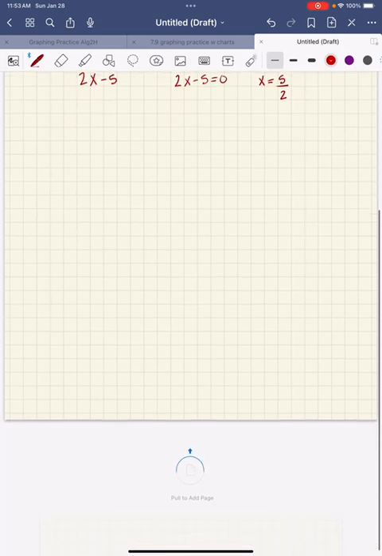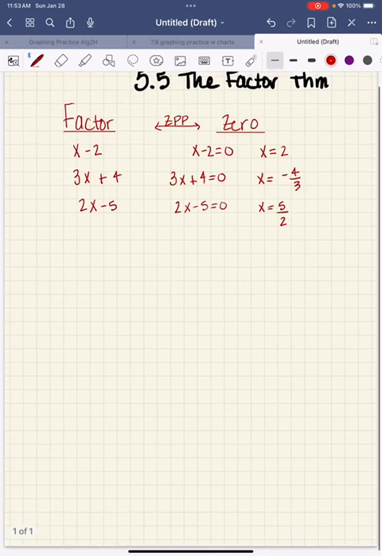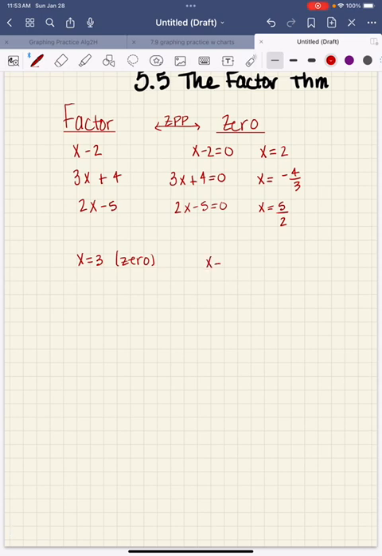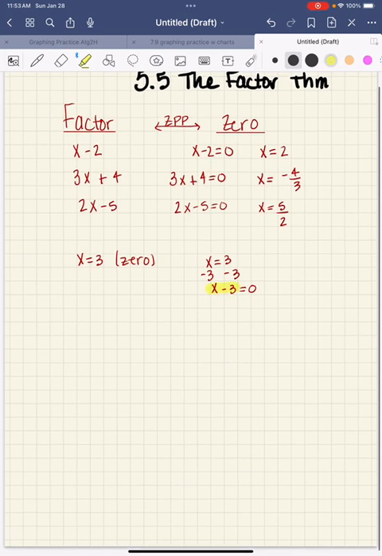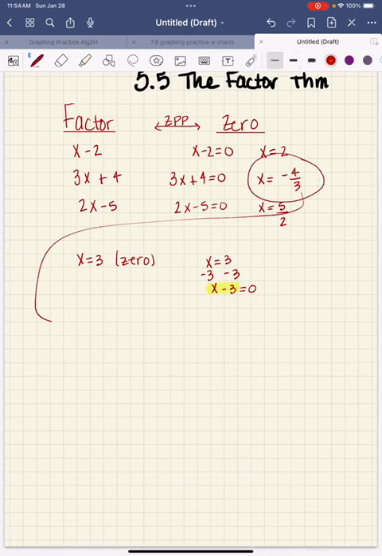So if I tell you that the 0 is at, let's say, x equals 3. So this would be the 0. To turn that into a factor, you would subtract 3 from both sides, and the factor would be x minus 3. That would be your factor. So working backwards, let's go to like x equals negative 4/3.